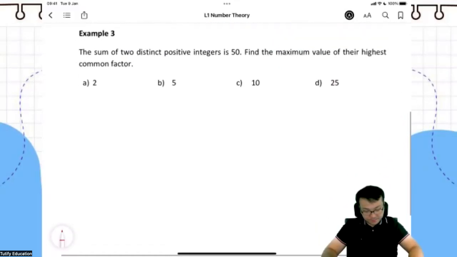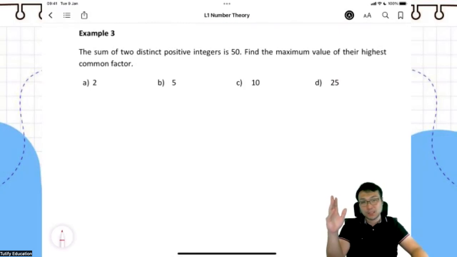So, students, now we have a different type of question. The question is telling us that the sum of two distinct positive integers is 50. What is an integer? An integer is actually a whole number. But the difference between a whole number and an integer is that whole numbers start from 0 and go upwards to the positive numbers: 1, 2, 3, 4, 5, 6, 7, 8, 9, 10, so on and so forth.